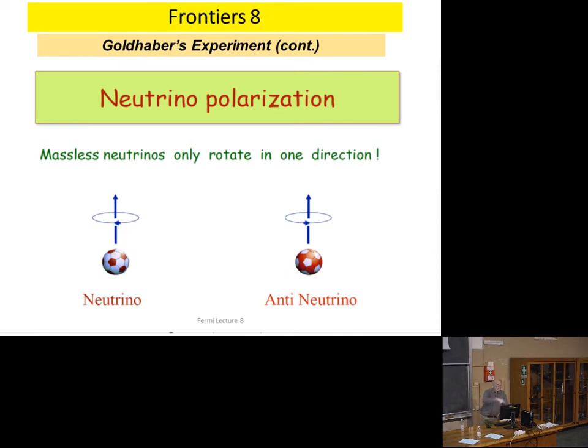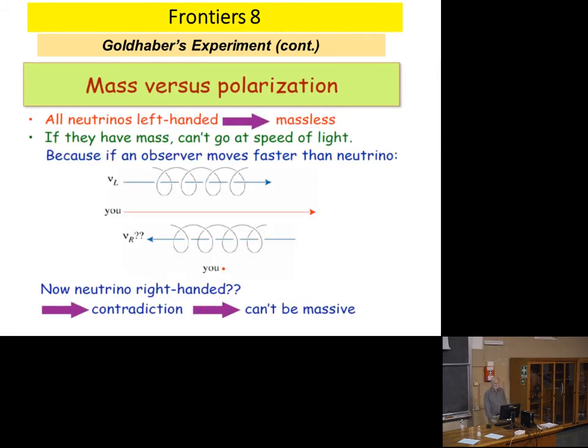So neutrinos are moving in a particular direction and spin in one direction, and you can see in the bottom right-hand corner that if I have an anti-neutrino, it spins in the opposite direction. And that's what we knew after this set of nuclear physics experiments that looked at that.